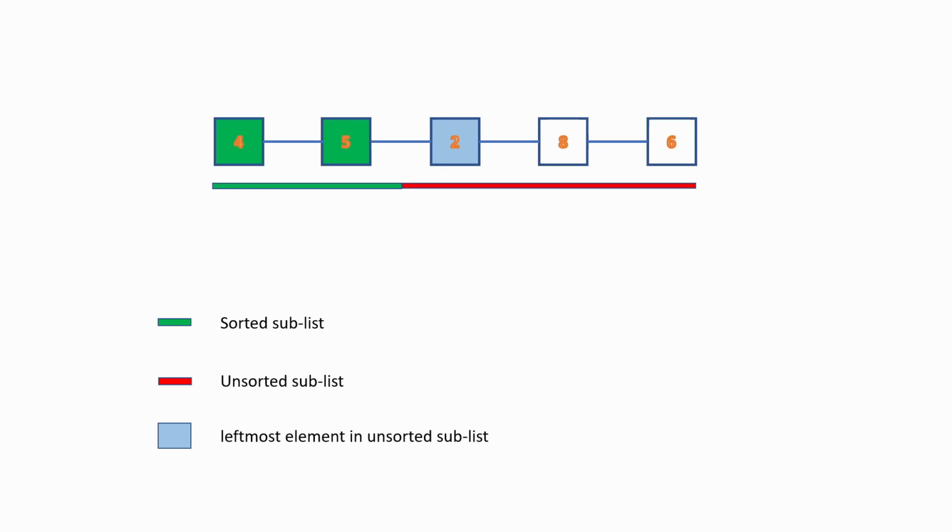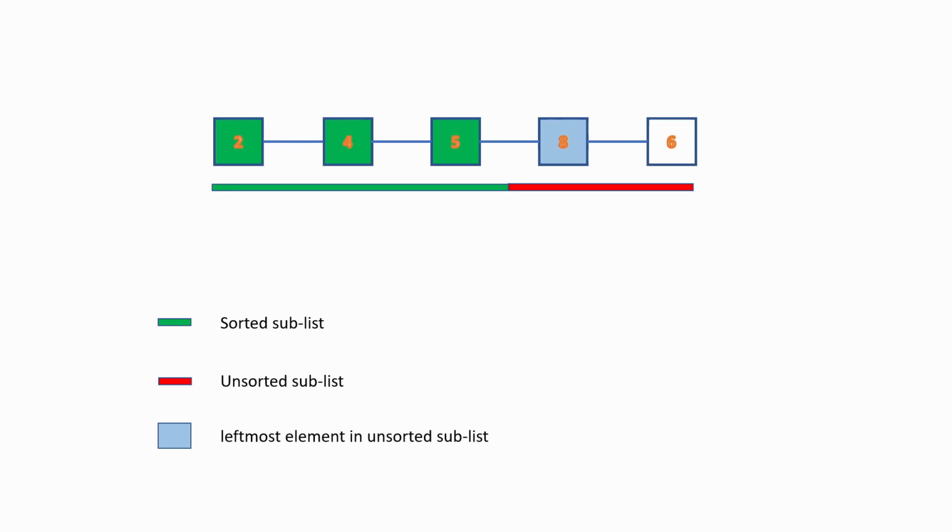Consider the number 2. Compare it with the previous element. 2 is smaller than 5, so we swap them. Continue to compare it with the previous element. 2 is smaller than 4, so we swap them. No more element to the left of 2, so it is already in the right position. Let's start the next iteration.